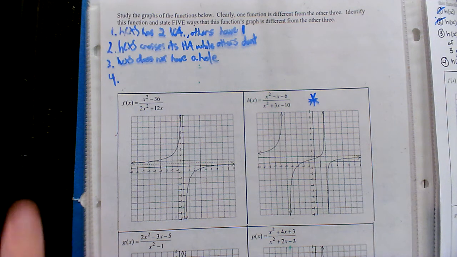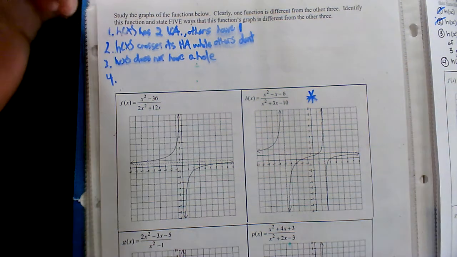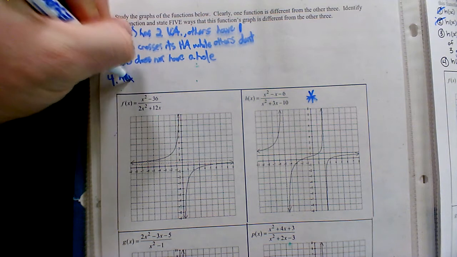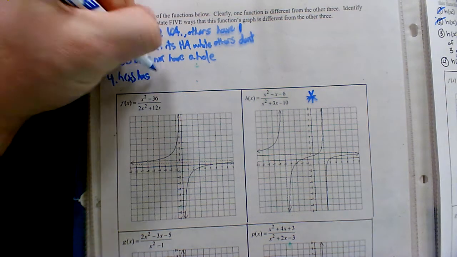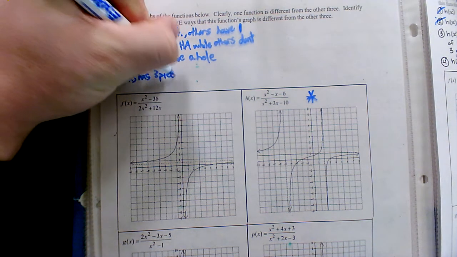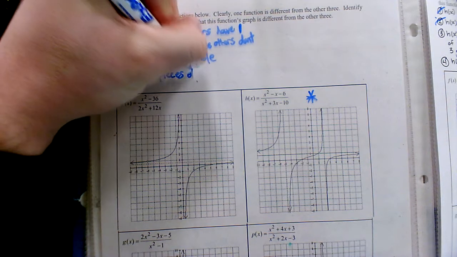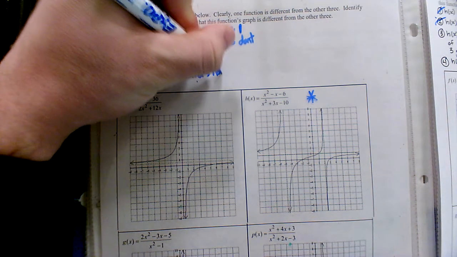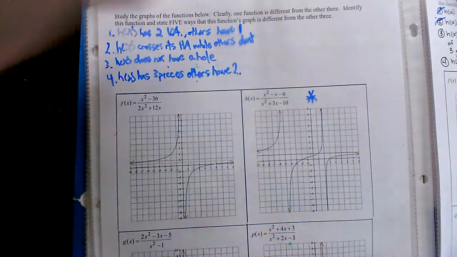What else do you maybe see? There's one that it could be obvious. Maybe you're overlooking it. There's one that's more simple. It's 3 lines, not 2. Exactly, yes. So h of x has 3 pieces. Others have 2. Okay.